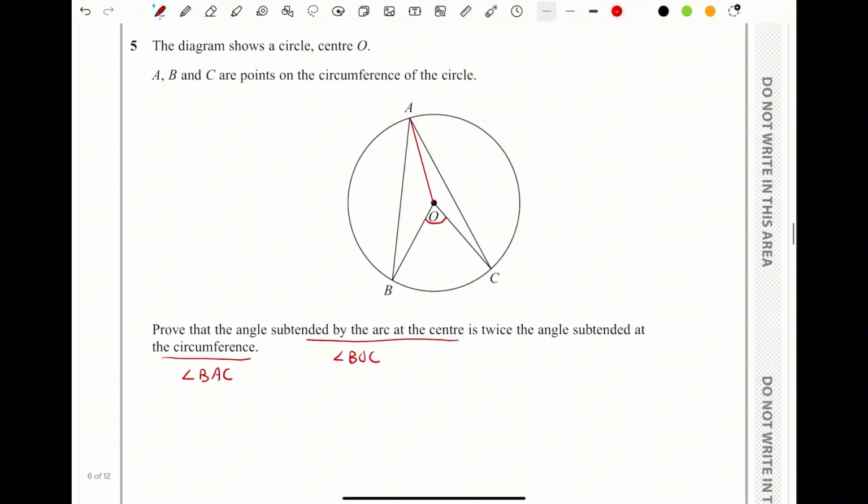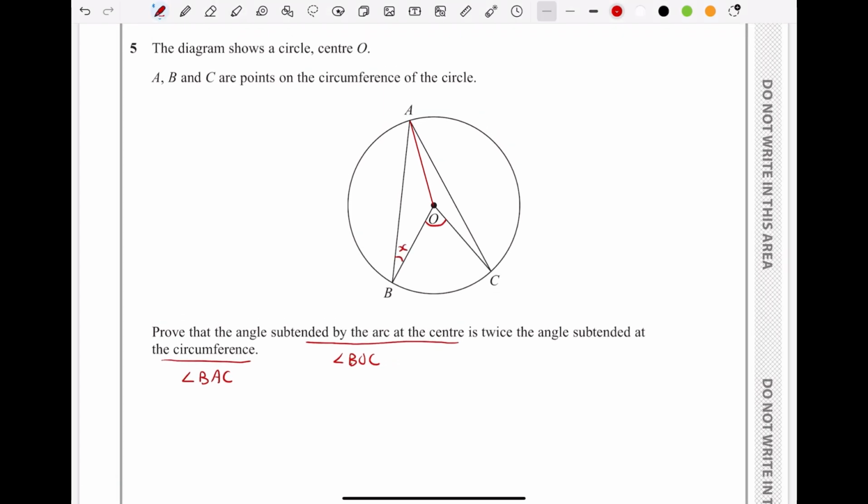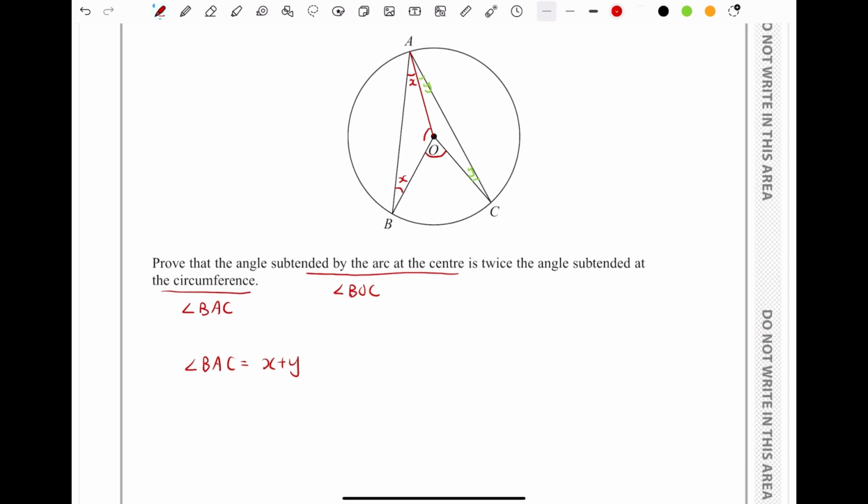If we call angle OBA x, we know angle OAB is going to be x as well, because this triangle OAB is an isosceles triangle. Similarly, if we call OCA y, the angle OAC is going to be y as well, because this triangle is also an isosceles triangle. Therefore, angle BAC is going to be x plus y. Now, in triangle OAB, we can work out the final angle AOB is 180 subtract 2x. Similarly, we can work out the angle AOC is 180 subtract 2y.